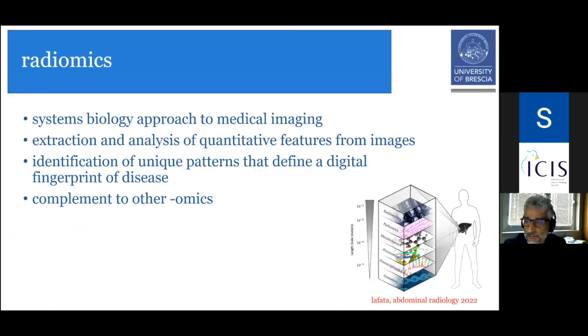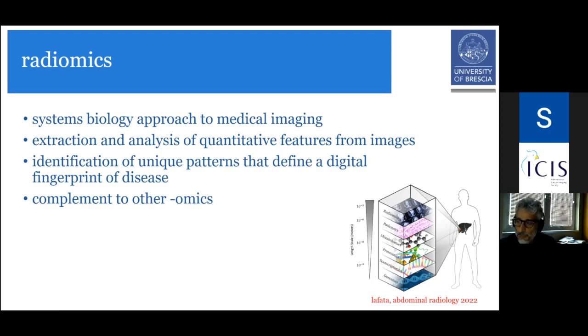Radiomics is essentially a set of methods that leverage diagnostic images in order to extract a large number of quantitative features that are analyzed mathematically in order to take out of this amount of data unique patterns that help us to define the digital fingerprint of a disease. Be it a neoplastic disease, this is more frequent, but even non-neoplastic diseases.